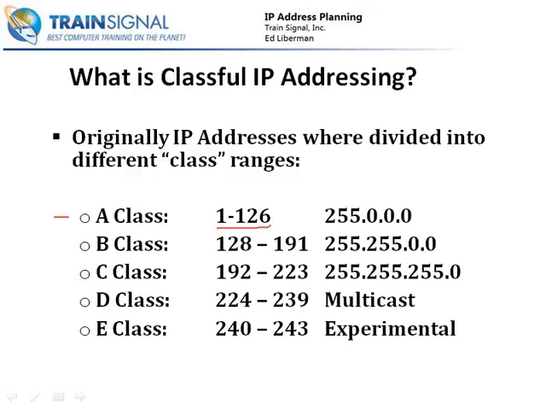So any IP address that you see starting with a 1, a 2, a 3, a 50, or a 90, all the way up to 126, that IP address is part of the A class range. All A class IP addresses have a subnet mask of 255.0.0.0, meaning that the first octet makes up the network ID and the last 3 octets make up the host ID.